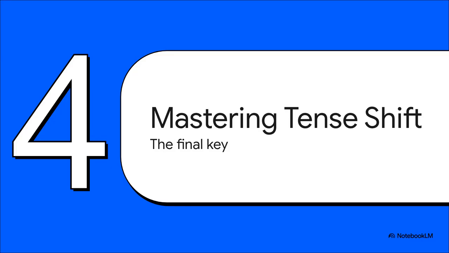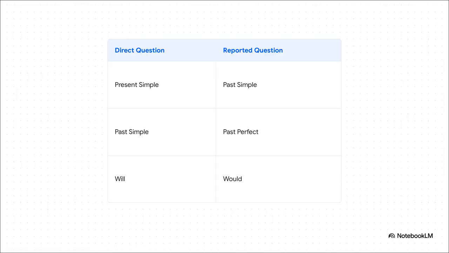Okay, deep breath. We've got the word order down, and we know our connector words. The final piece of the puzzle, and yeah, it can be the trickiest one, is changing the verb tense. This is something called backshifting, and it's what we do when we're talking about a question that someone asked in the past. But don't worry, this table makes it really straightforward.